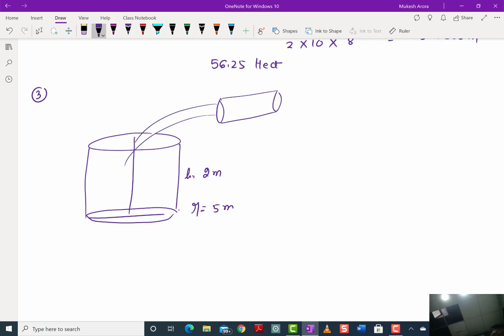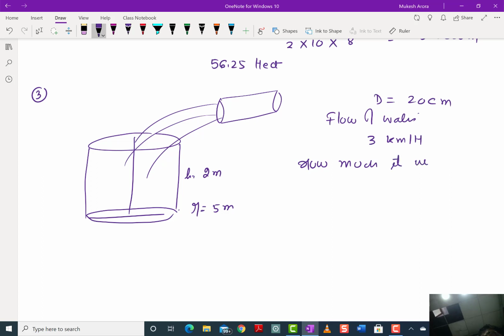From the pipe the water is coming to this, and if the flow of water through the pipe is 3 kilometer per hour, that means the height, and the diameter is 20 centimeter. How much time will it take to fill the tank?